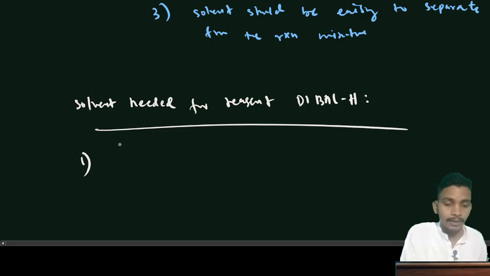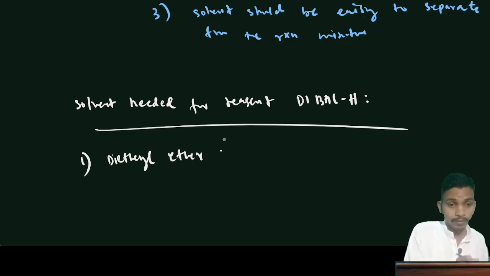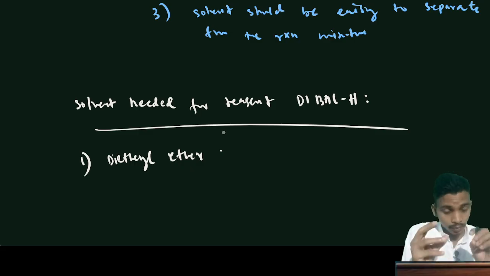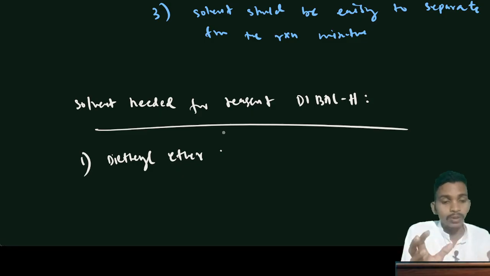Firstly, we can take diethyl ether. The reason for taking this is that diethyl ether has a lone pair, which it will share with the DIBAL-H, making a coordinate bond, and that is an adduct. After that, it will be soluble. That is the main reason we take diethyl ether. Also, it will not react with the reagent.